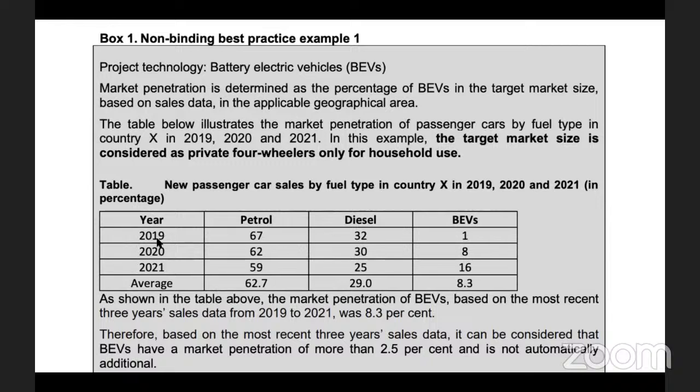Looking at this, we can see the difference between petrol, diesel and BEV over 2019 to 2021. The three-year average is 62.7% for petrol, 29% for diesel, and 8.3% for BEV. As shown in the table above, the market penetration of BEV based on the most recent 3 years of sales data from 2019-2021 was 8.3%. Therefore, based on the most recent 3 years of sales data, it can be considered that BEVs have a market penetration of more than 2.5% and are not automatically additional.